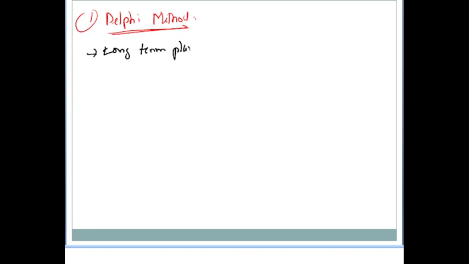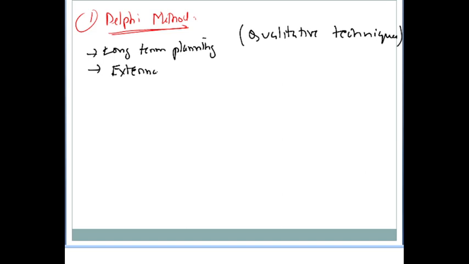First one is the Delphi method. Delphi method is used in case of long-term planning. It is a type of qualitative technique, and here external factors are considered.